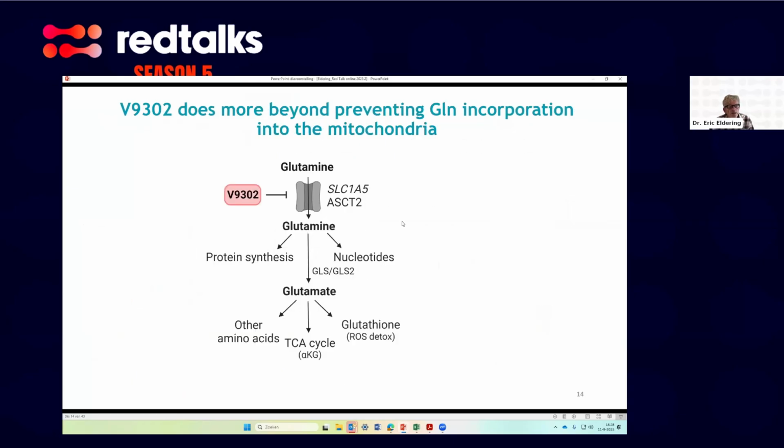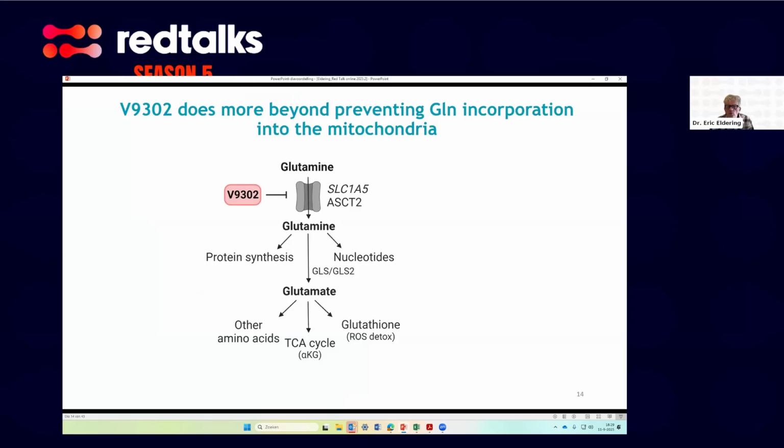And in order to study this a bit more, here's a scheme of what glutamine is used for in the CLL cells. So glutamine first enters the cells via this transporter, is then converted to glutamate, and can be used to synthesize other amino acids. I've shown you already that it is used to fuel the TCA cycle, and glutathione is also produced from glutamine, but it's also known to contribute to synthesis of nucleotides and protein synthesis in general, of course.